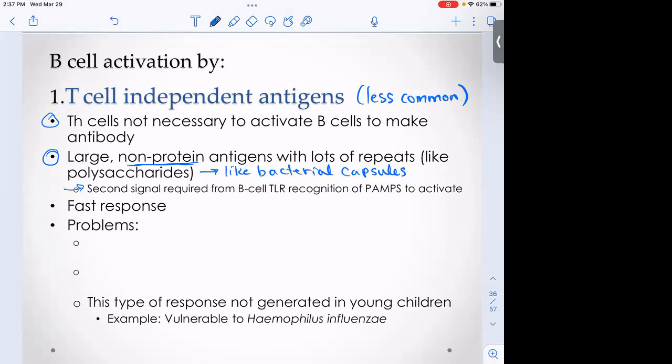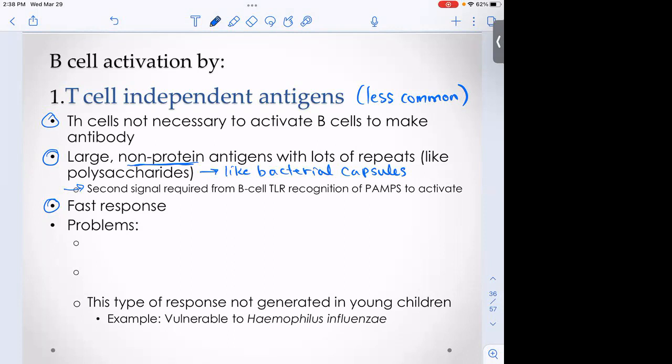What's good about this kind of B cell activation? It's a pretty fast response, faster than, as we'll see, the other way that they get activated. It still takes a little bit of time to make antibody. It's not instantaneous. So it is a fast response, and that's good.